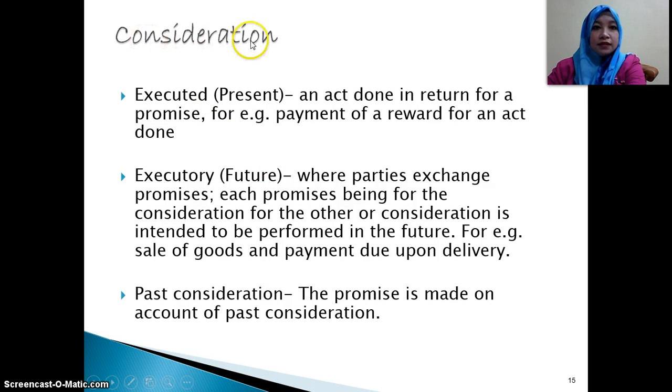The next element is consideration: executed or present, future, and also past consideration. Present consideration is known as an act done for a promise, for example, payment of a reward for an act done. For future consideration, parties exchange promises, each promise being the consideration for the other, or consideration is intended to be performed in the future, for example, sales of goods and payment due upon delivery. And last, past consideration: the promise is made on account of past consideration.